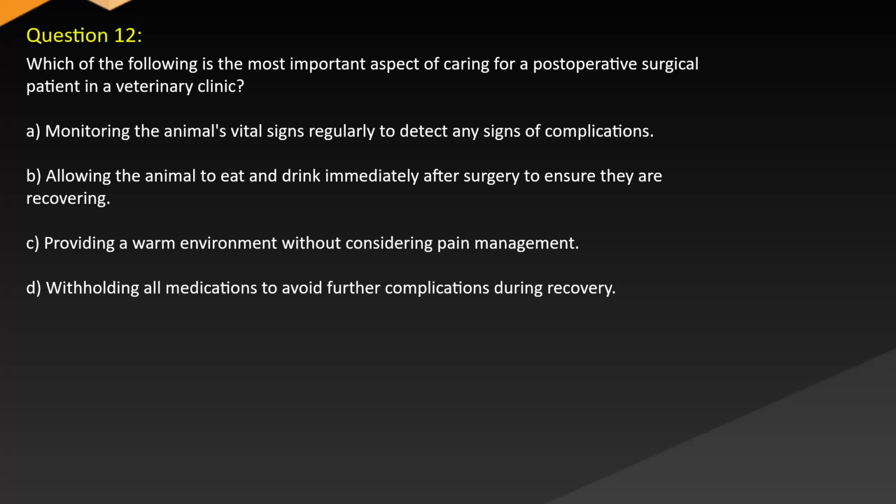Question 12. Which of the following is the most important aspect of caring for a postoperative surgical patient in a veterinary clinic? A. Monitoring the animal's vital signs regularly to detect any signs of complications. B. Allowing the animal to eat and drink immediately after surgery to ensure they are recovering. C. Providing a warm environment without considering pain management. D. Withholding all medications to avoid further complications during recovery.